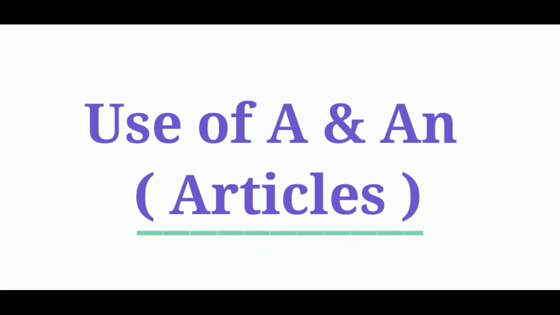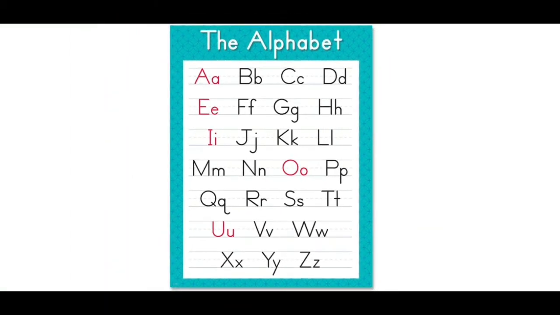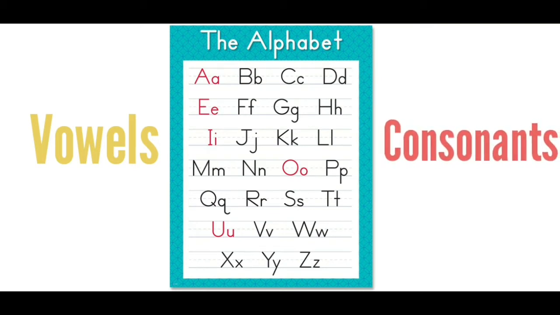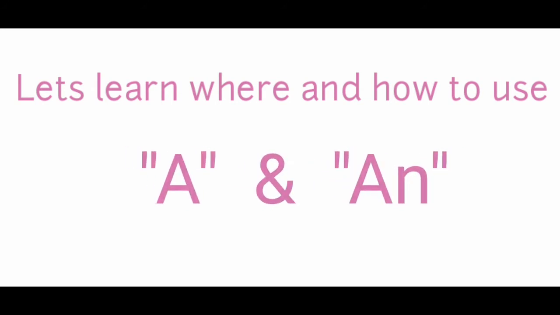Today in English, we will learn the use of a and an. A and an are called articles. Children, we know that in the English alphabet, we have 26 letters in all, right? Out of these 26 letters, we also know that A, E, I, O, U are vowels and the rest of them are known as consonants. Now children, let's learn where to use the articles a and an.